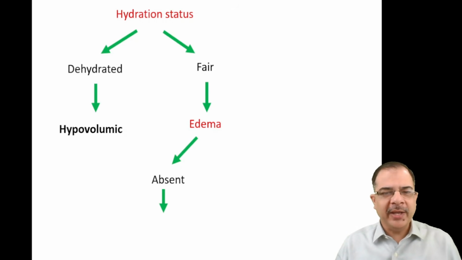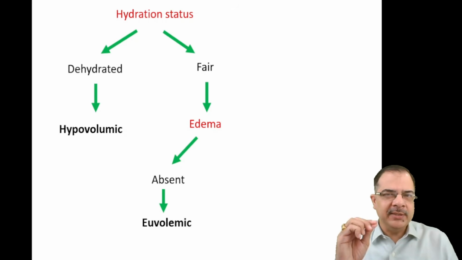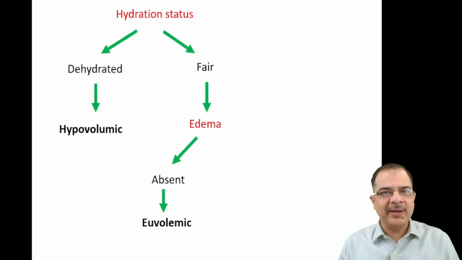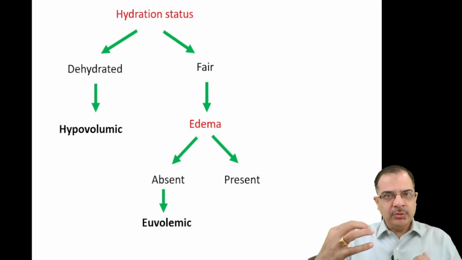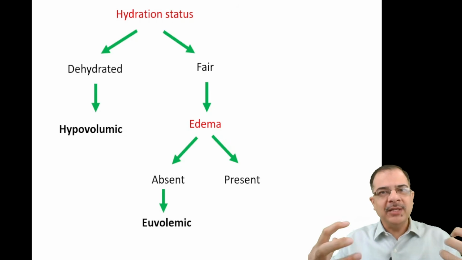Though it is known as euvolumic, this is not a very accurate euvolumic. There is a slight water gain in the body that has made it clinically no edema, and we can call this euvolumic. While in the other, edema is present. So in this case there is more water gain in the body. Sodium gain is also there, but water gain is more than the sodium gain.